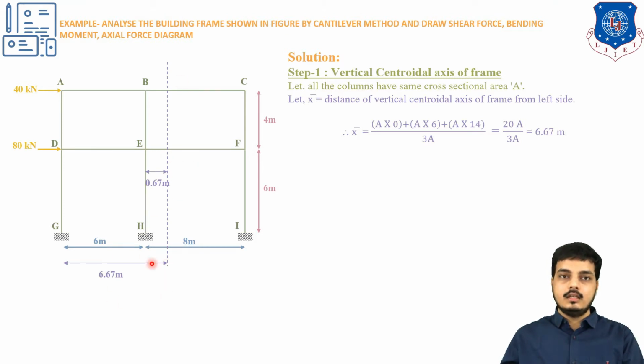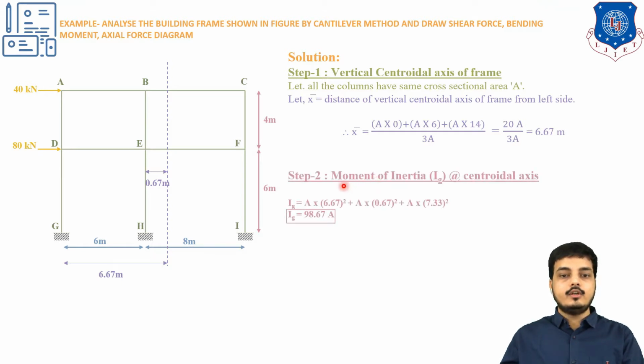With reference to this, we will find the axial stress of the columns. First of all we need to find the inertia. We will be using the equation M by I equals f by y equals E by R, so for that I need I. So the moment of inertia I at the centroidal axis.